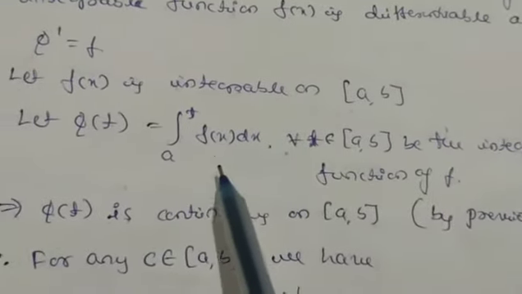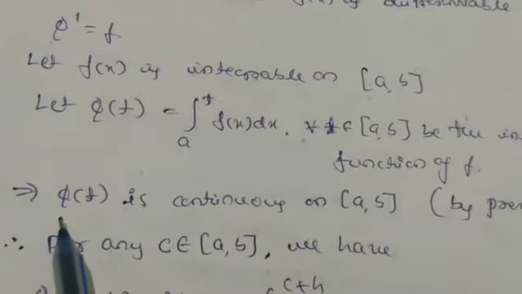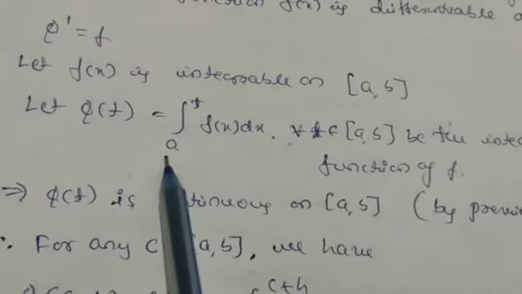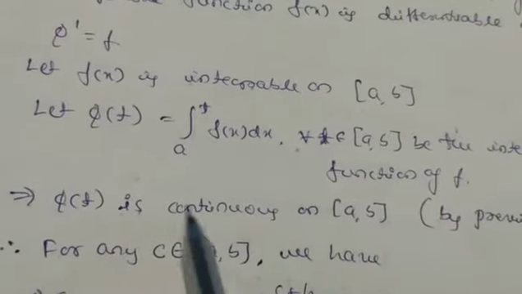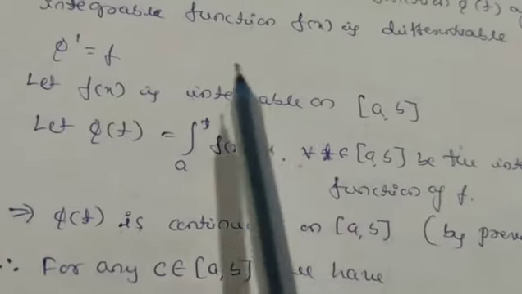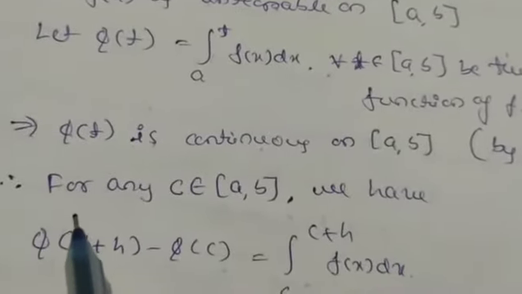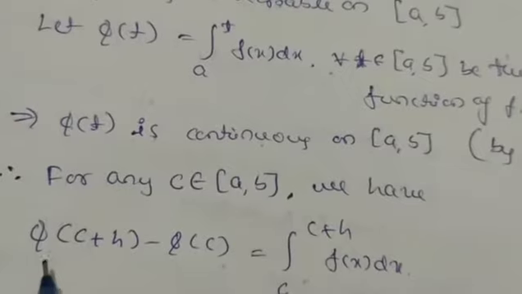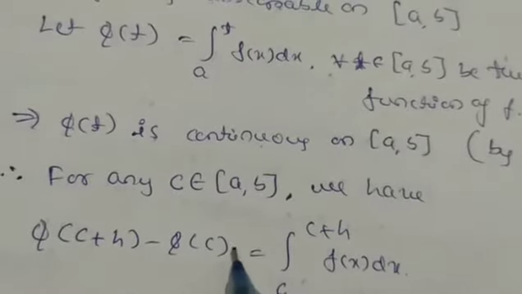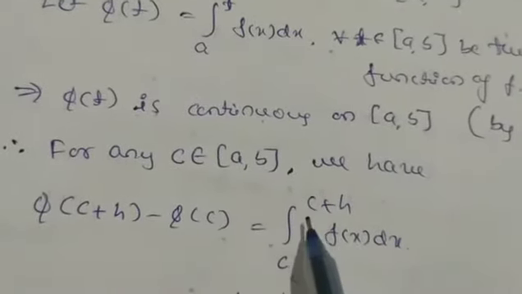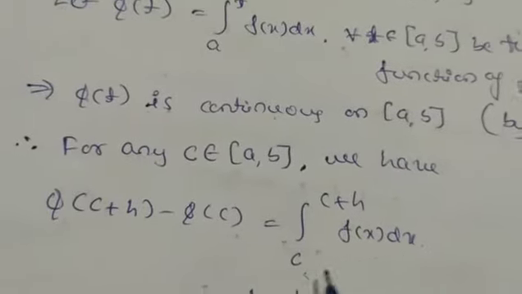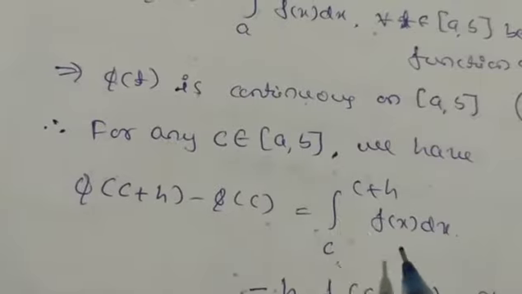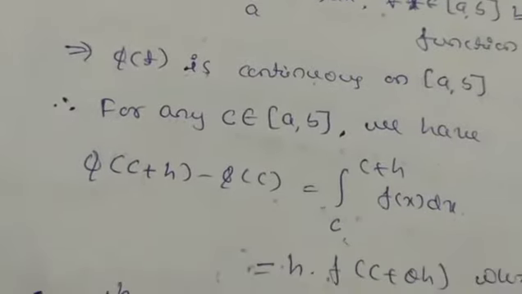This we know from the definition. So this implies here phi of t is continuous on [a, b]. If the given function is integrable, then phi of t is continuous on [a, b]. This we proved in the previous theorem. So for any c belongs to [a, b], we have phi of c plus h minus phi of c is equal to integration from c to c plus h f of x dx. This we know here. So phi of b minus phi of a is equal to integration from a to b f of x dx. This is studied in previous sessions.